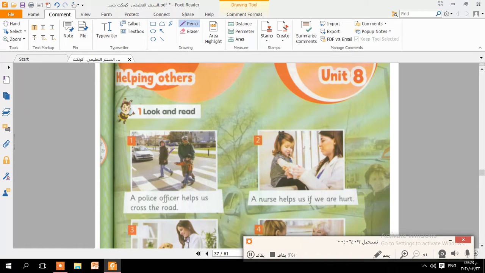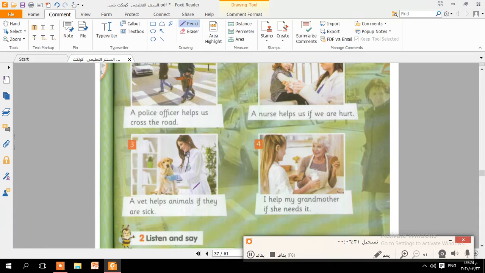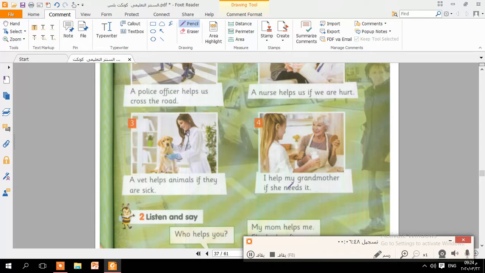Okay, look and read. Let's read the first sentence. A police officer helps us cross the road. Number 2. A nurse helps us if we are hurt. Number 3. A vet helps animals if they are sick. Number 4. I help my grandmother if she needs it.